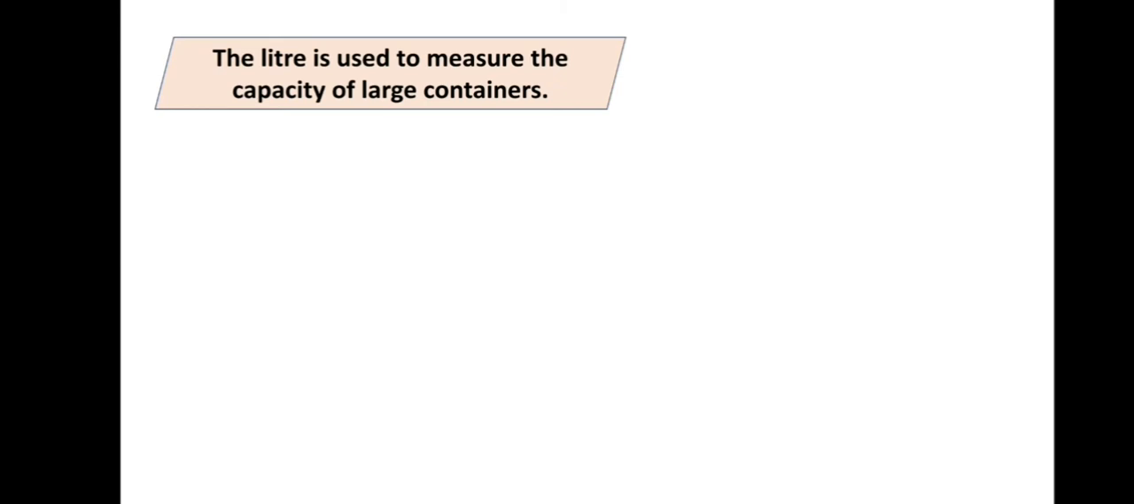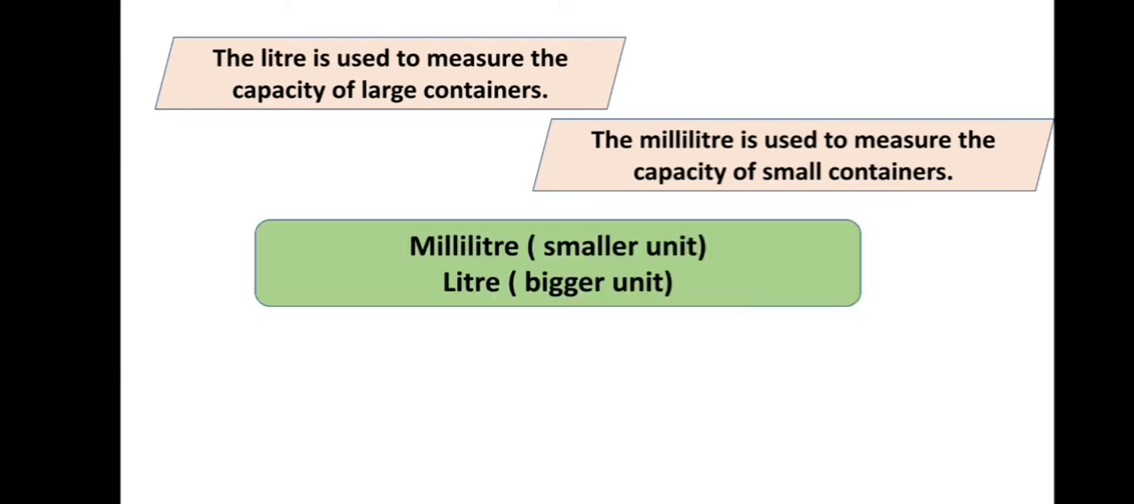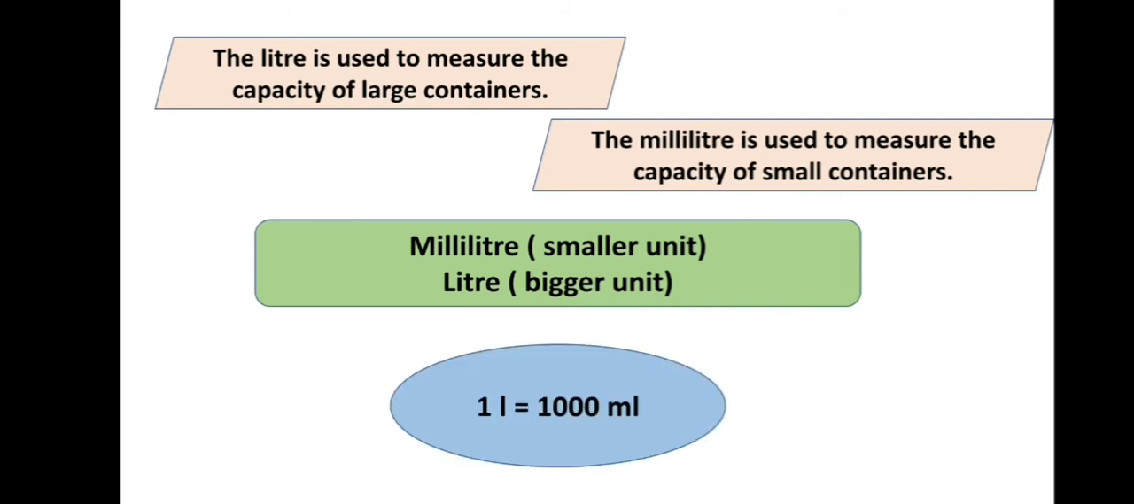The liter is used to measure the capacity of large containers, and the milliliter is used to measure the capacity of small containers. It means milliliter is a smaller unit and liter is a bigger unit. And as I told you, 1 liter is equal to 1000 milliliters.